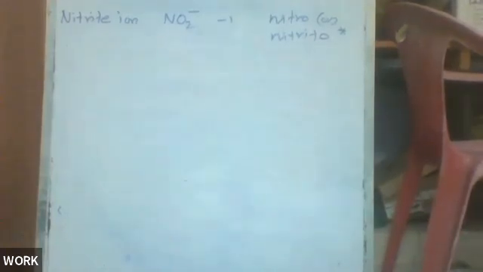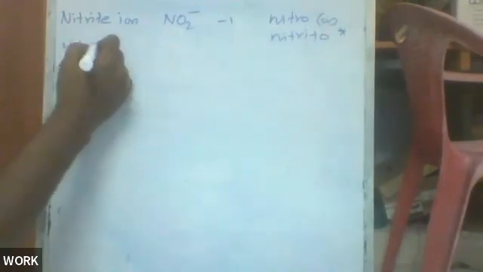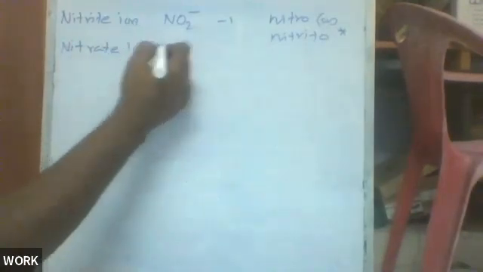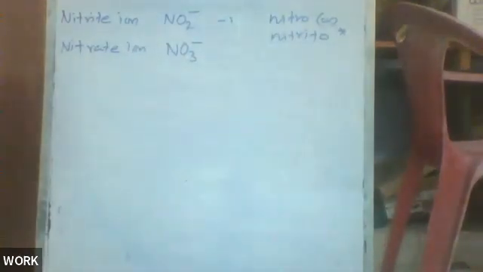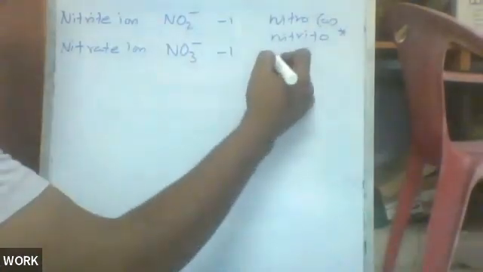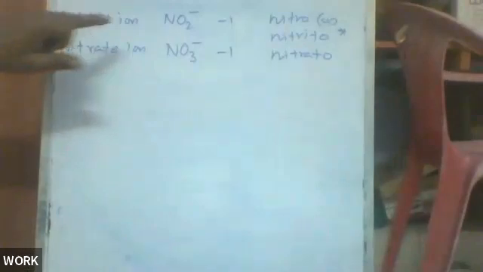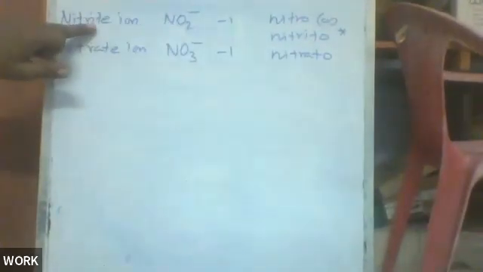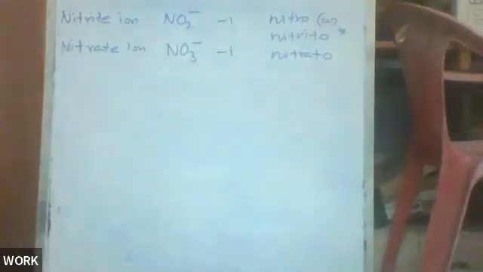And the next, the same. Suppose nitrate ion, NO3 minus. Okay, it becomes -1, nitrato. Please remember, NO2 minus is nitrite, and NO3 minus is nitrate. So nitrato, it coordinates through oxygen. That's all.